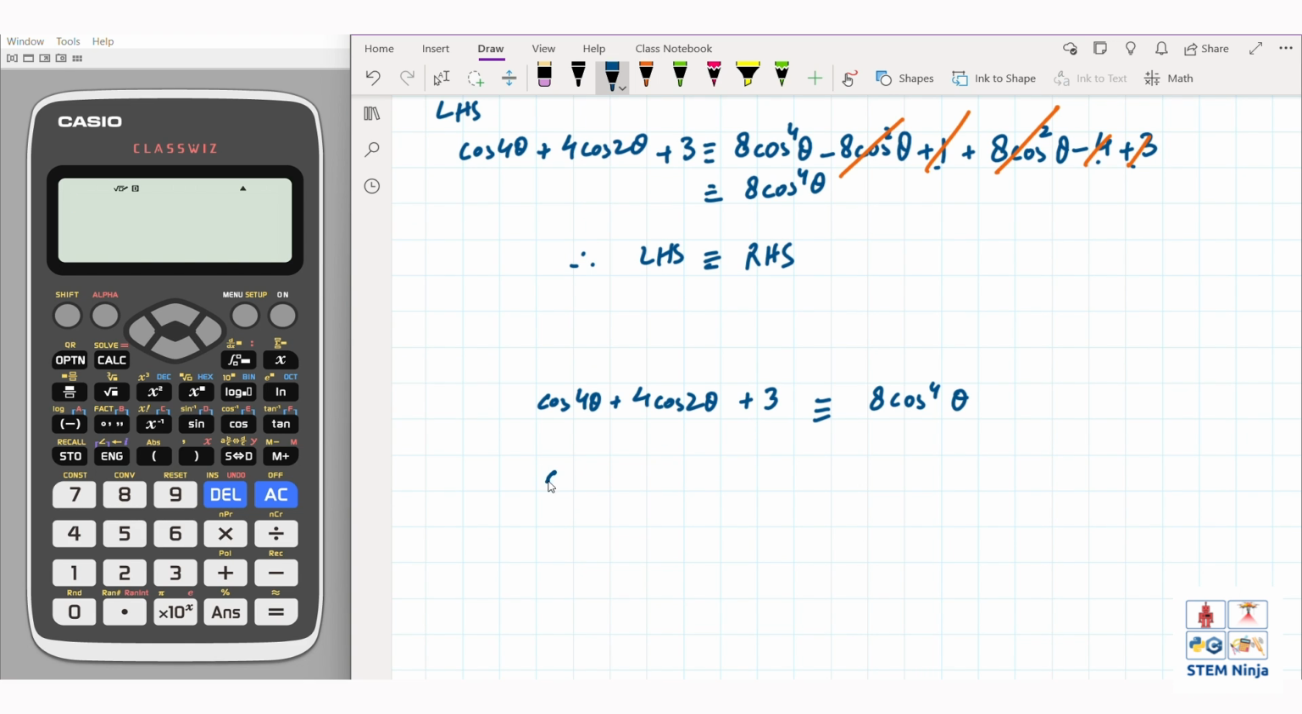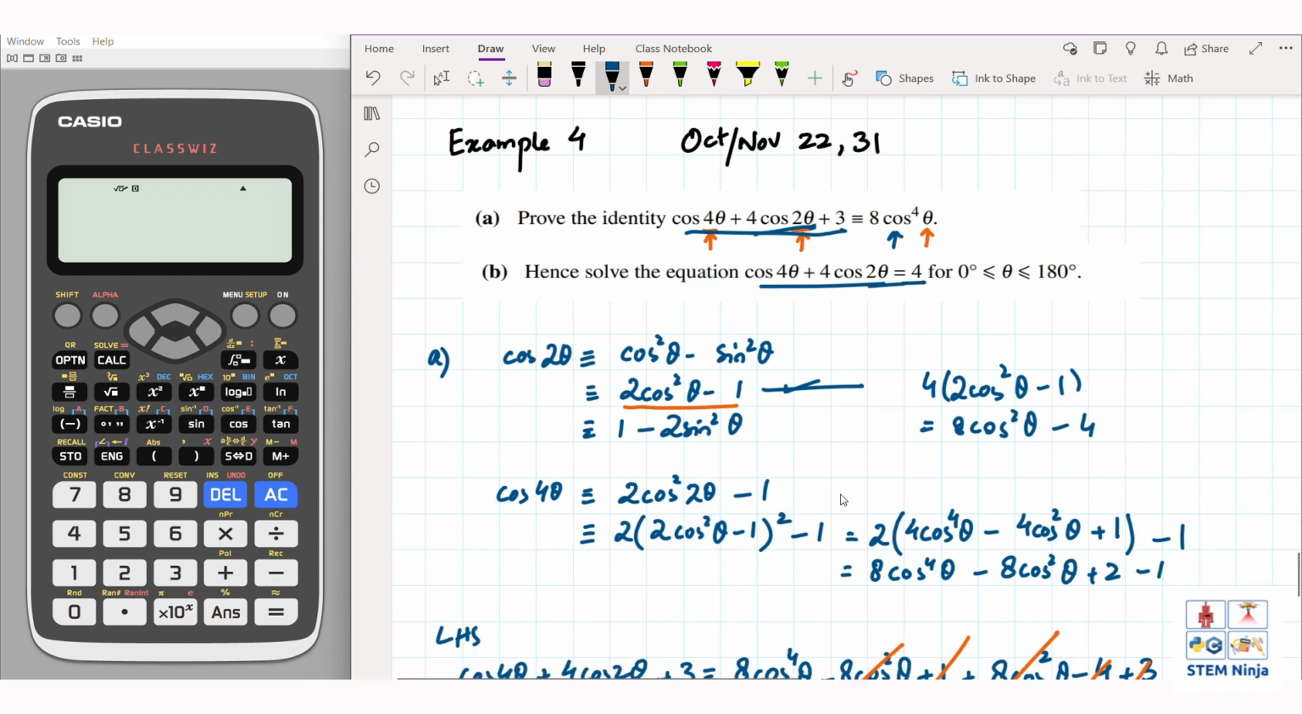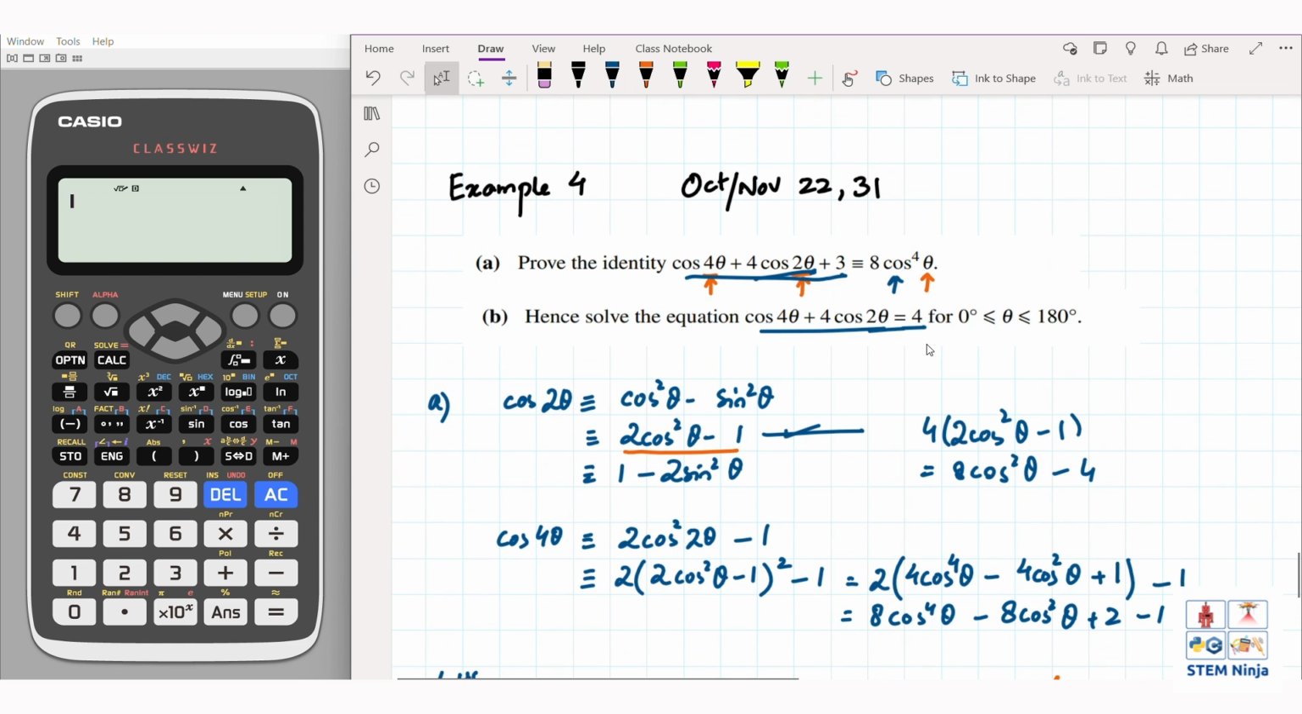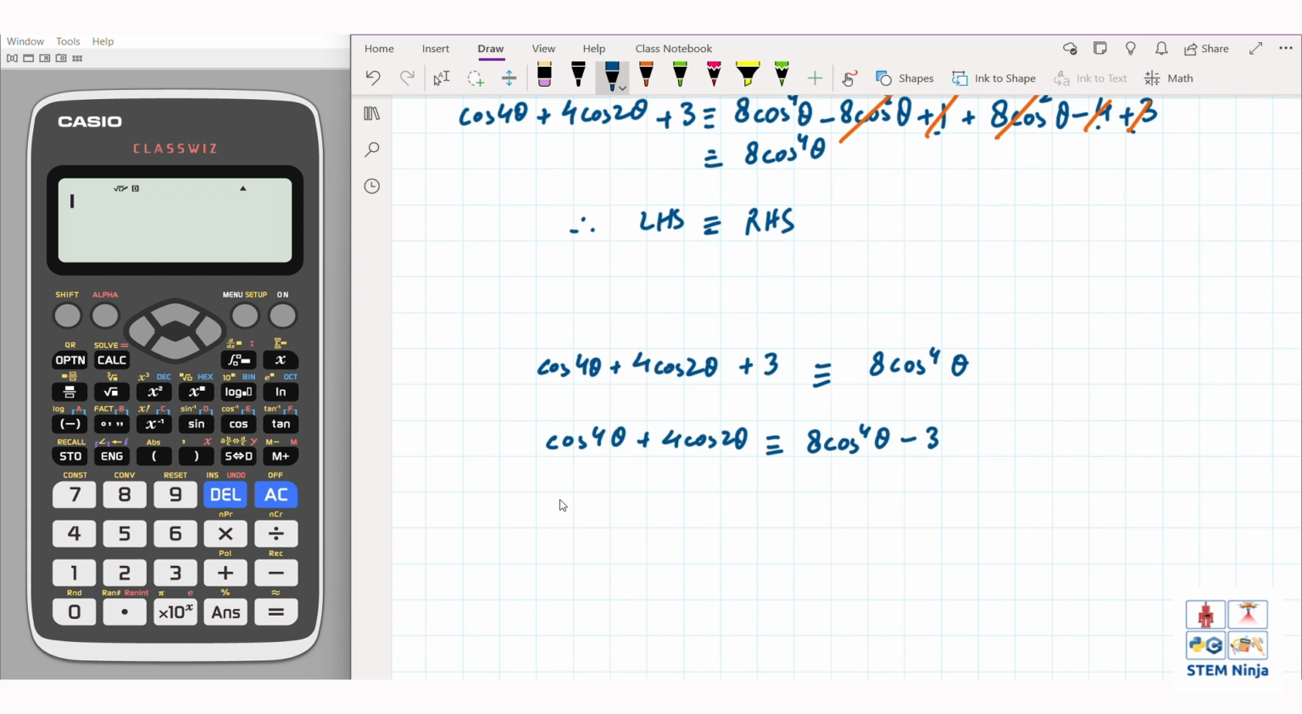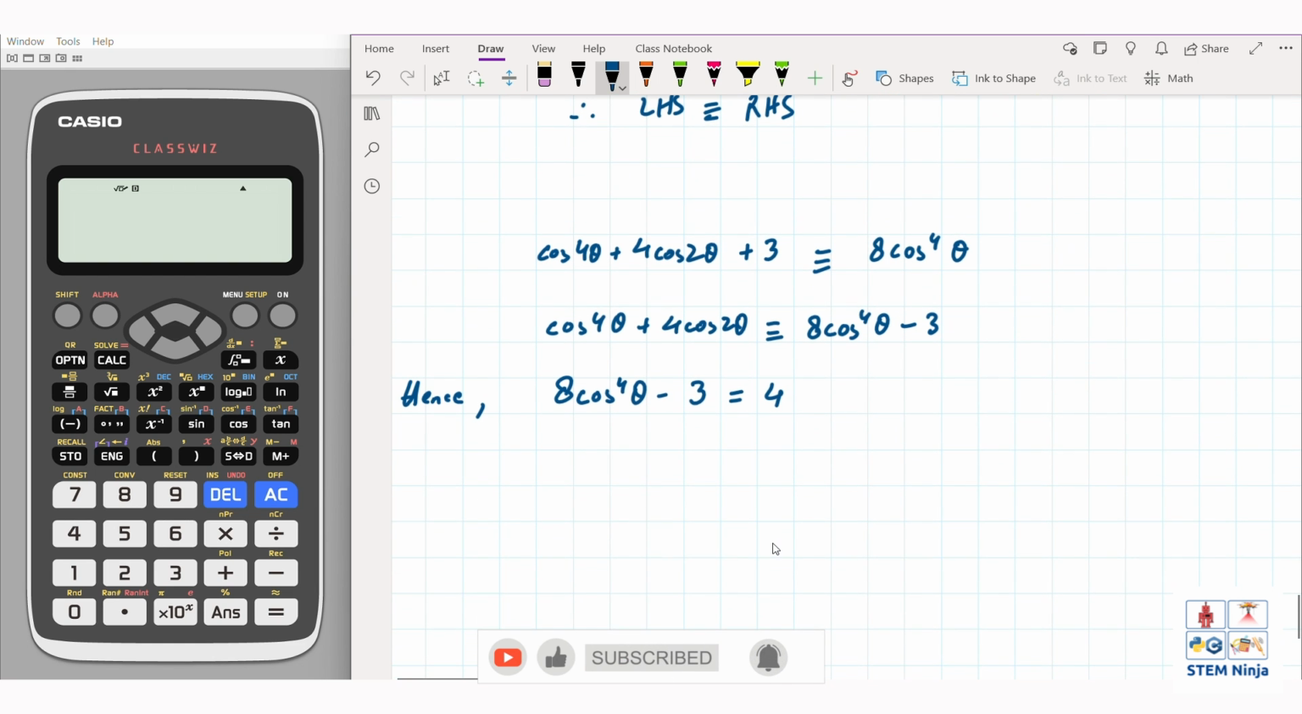So we take this on the other side, 3 on the other side, 4 cos 2 theta, 8 cos raised to power 4 theta minus 3. And this is what they're saying, that this is equal to 4. So this is exactly what we will do. So this is hence 8 cos raised to power 4 theta minus 3 is equal to 4. This is what we have to solve.